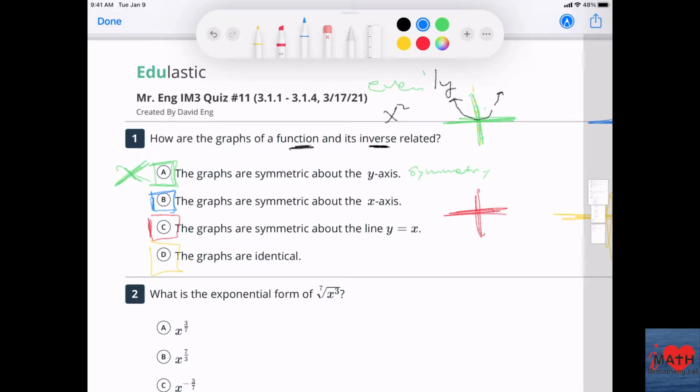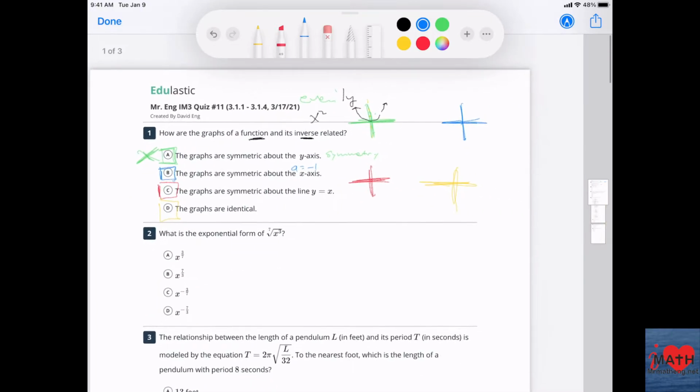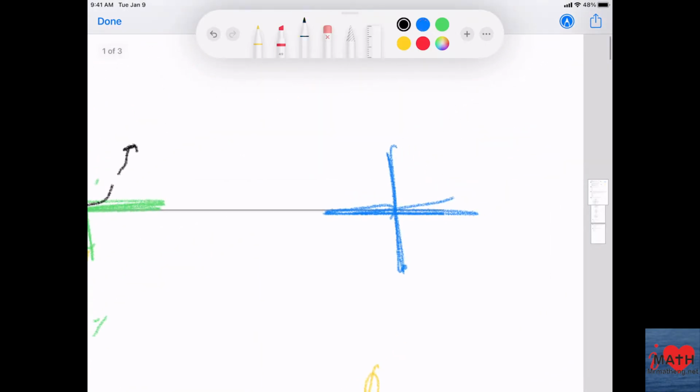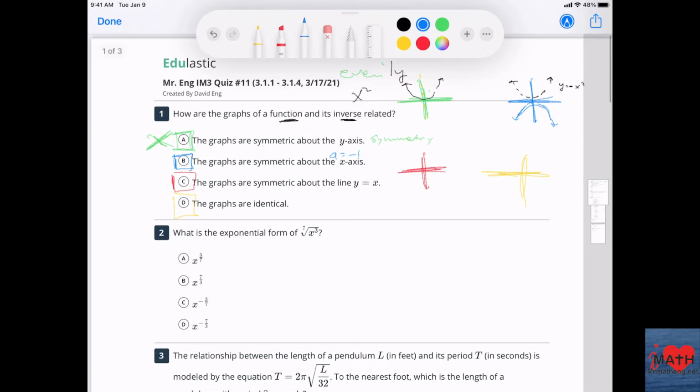Okay, in blue here, B, the graphs are symmetric about the x-axis. This one is if your a value is negative. So again, if the parent function is something like this, quadratic, super easy, y equals x to the second, and then if you make this one negative in front, the graph will just reflect over the x-axis as a mirror. But that's not what inverse means.